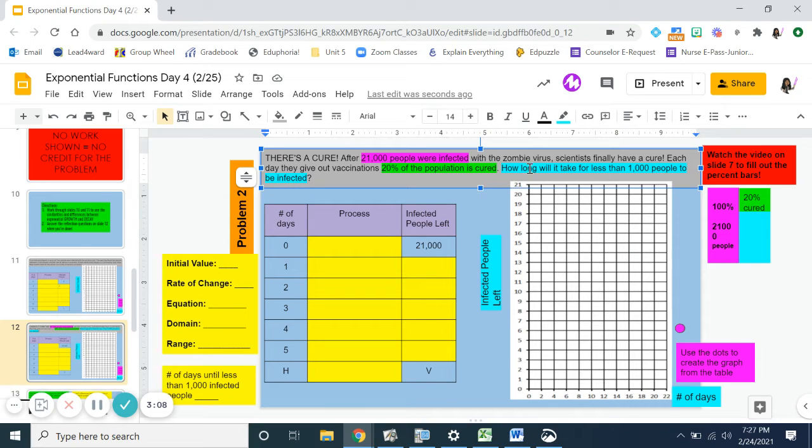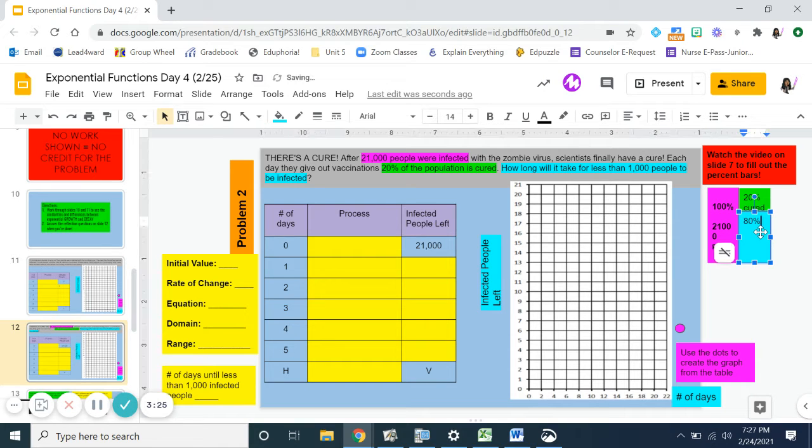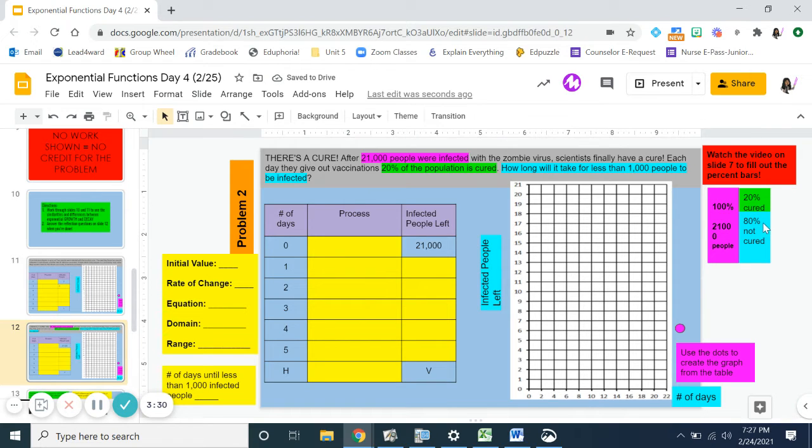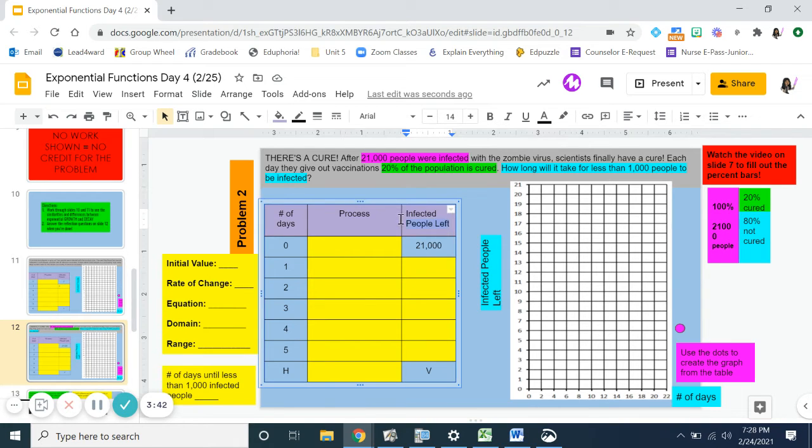But the question wants to know how long it takes for 1,000 people, or less than 1,000 people, to still be infected. So that means, well, how many people are not cured? Well, if I know 20% of the people are cured, that means 80% of the people are not cured yet. So this blue part is the part that I really want to focus on. I basically used that 20% to help me find this part that I needed. Because if you look also at your table, I don't care about the cured people right now. I'm caring about the people who are still infected, okay?